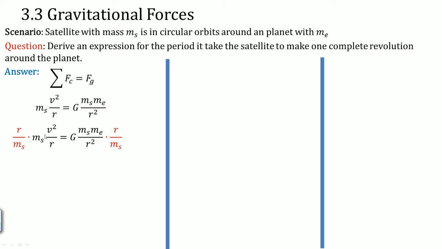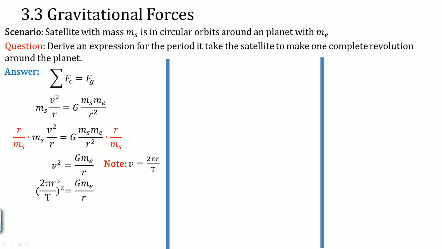I'm trying to get v squared alone, so I'm going to be multiplying by r divided by ms to both sides to cancel it out. Now the left side should be neatly isolated with just v squared. The reason why I want v alone is because I have a derivation that gives me the period. V equals 2 pi r over T, which is the tangential speed that an object has going around a circular orbit. This is the only way I get the period into this equation.